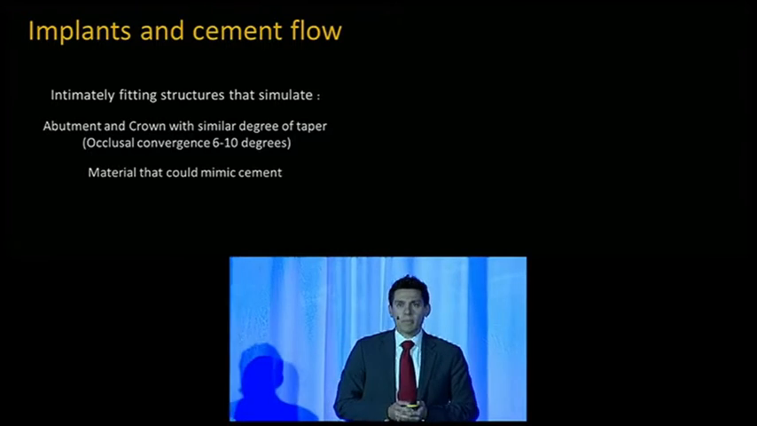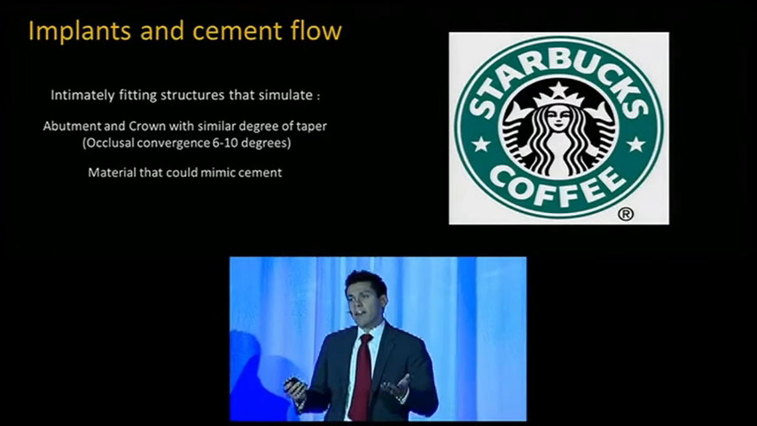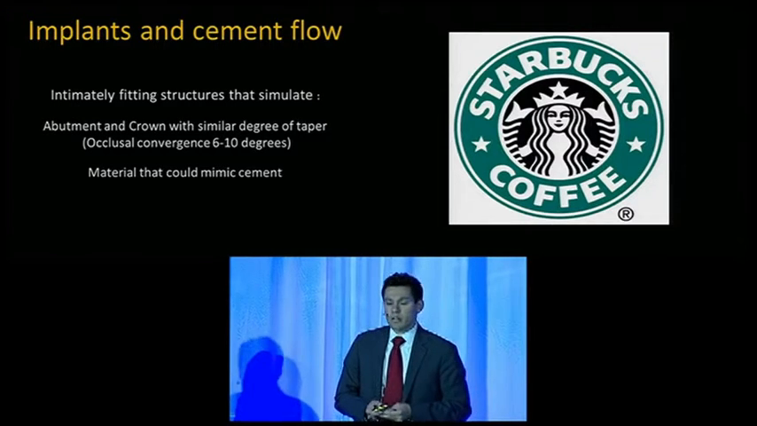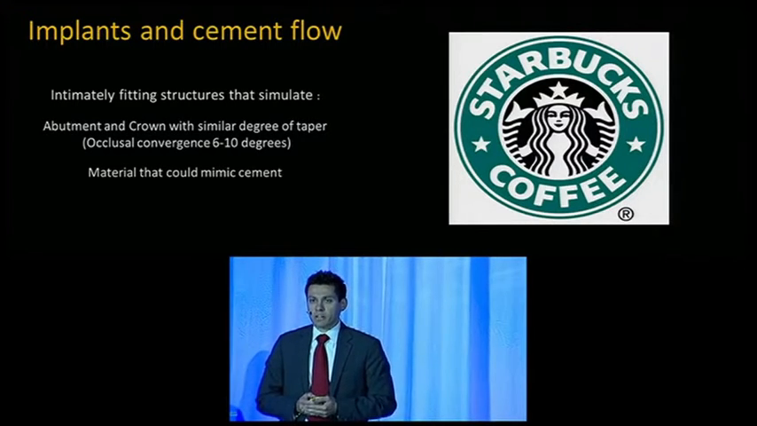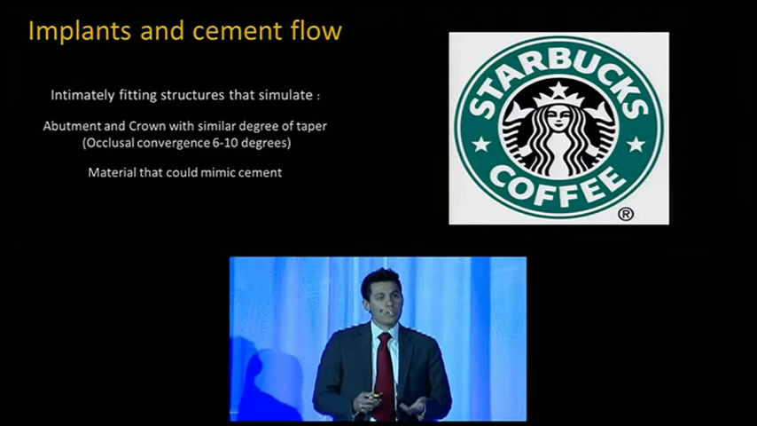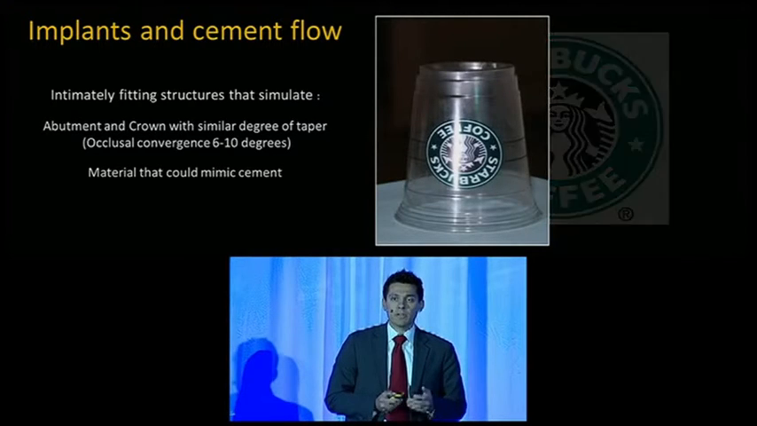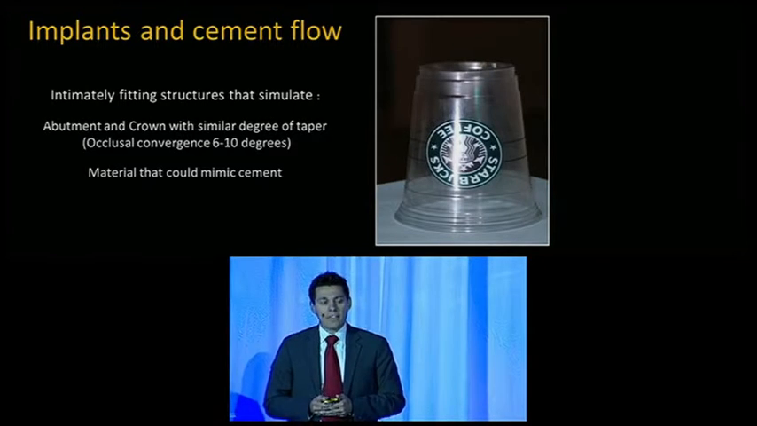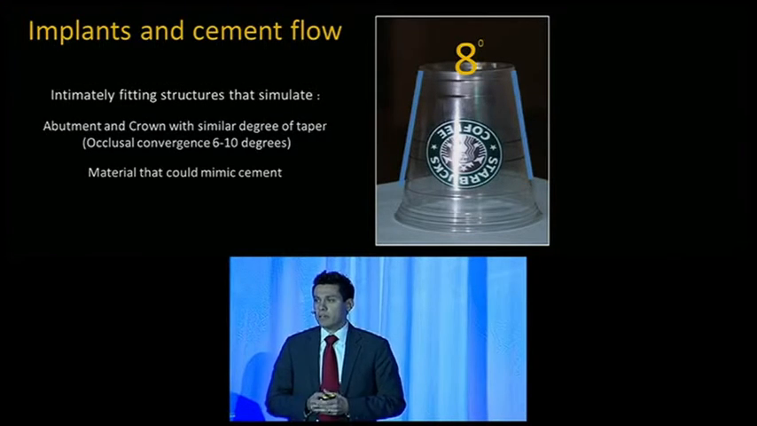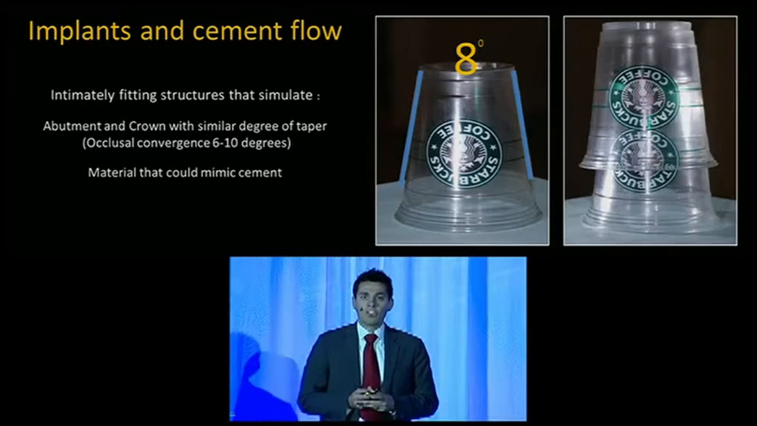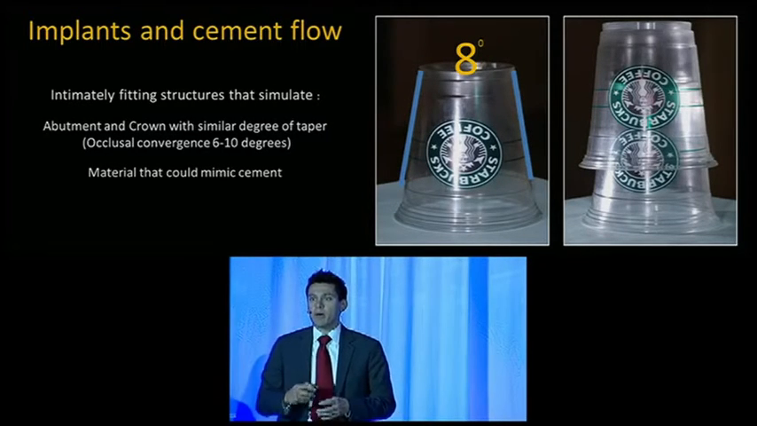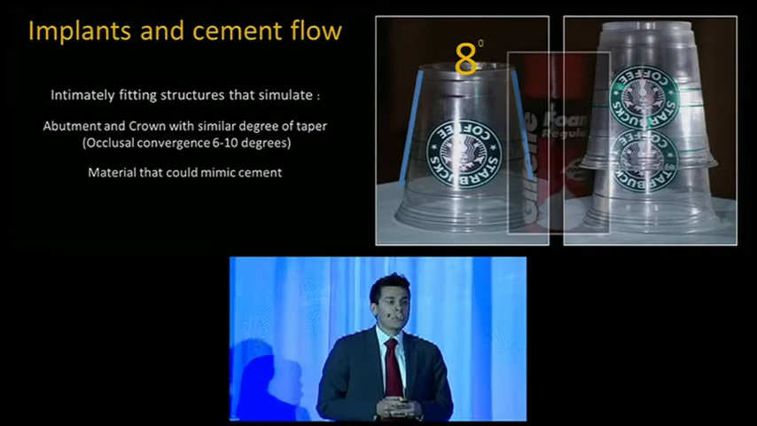So we were talking about the simulation. We're in the Seattle area, so we're good patrons of the 500 local Starbucks in the area. While we were there at Starbucks, we started looking at their cups, and we flipped one over. We said, look at this cup. This cup has an 8 degree taper. That looks like an implant abutment. If you put another cup over that cup, it looks like a crown is sitting on the abutment. This is what we're going to use for our simulation. And for cement, we're going to use shaving cream.